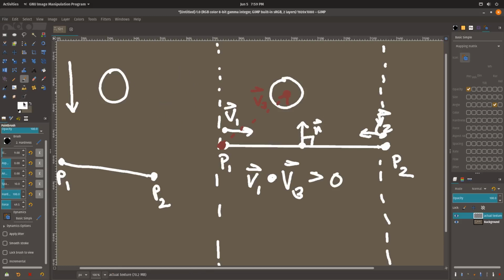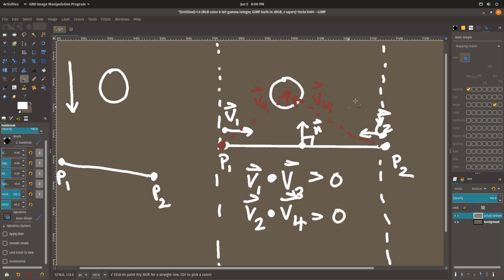And now we actually just need to do the exact same thing over here. We just extend a vector from P2 up to the center of the circle. It's called V4. Now we just need to check the dot product of V2 with V4. We say V2 dot V4 is greater than 0.